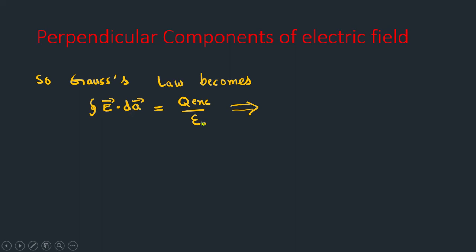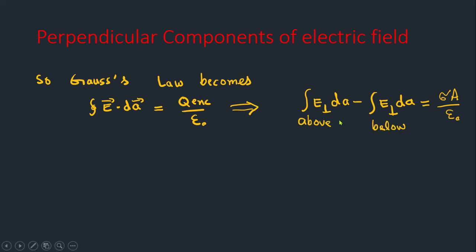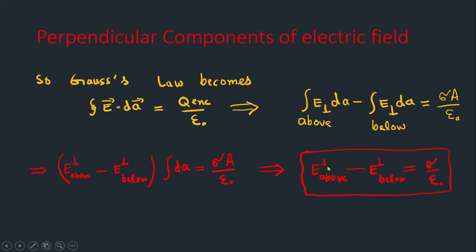The left hand side of this Gauss's law consists of two surface integrals for the upper and lower cross-sectional area of the Gaussian surface, and Q enclosed is equal to sigma A. We can write E perpendicular above minus E perpendicular below, taking integral dA common here, is equal to sigma A over epsilon naught, and integral dA is the integral over the cross-sectional area of the Gaussian surface, which is equal to capital A. So this capital A will cancel with this area A, and we get E perpendicular above minus E perpendicular below is equal to sigma over epsilon naught.